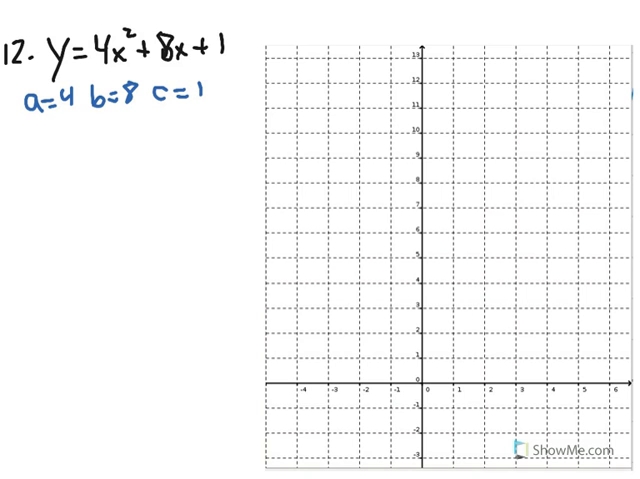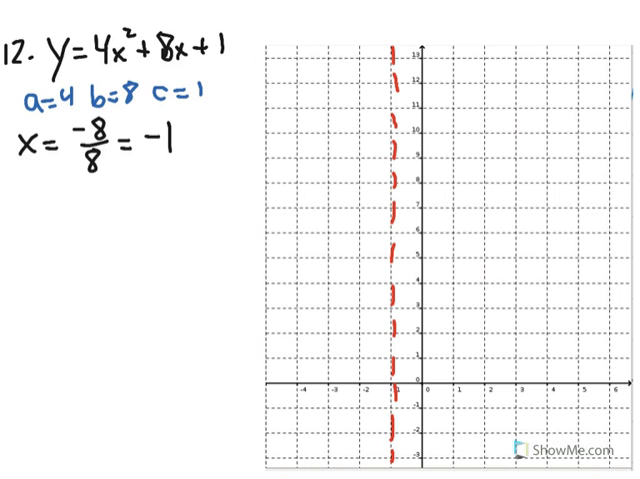First of all, we need to get the axis of symmetry, which you know is the opposite of B over 2A. 4 times 2 is 8. So that's negative 8 over 8, which is negative 1. I'm going to go ahead and dash in that axis of symmetry on my graph right now. So that's a vertical line at x equals negative 1.